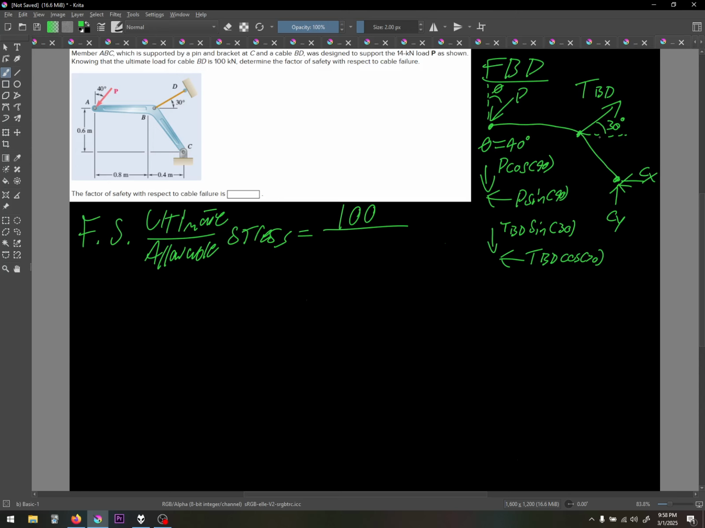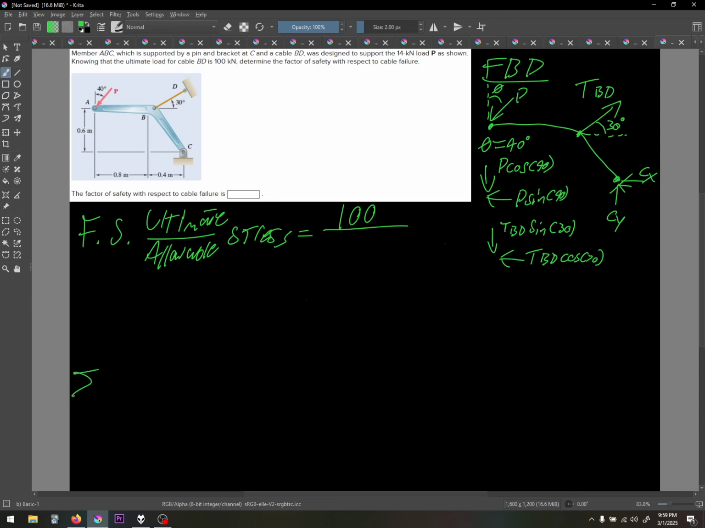You might be asking why down is sine here and then down is cosine here. When the angle is measured from the floor to the angle, sine is up and down. But when it's given from the wall to the angle, we flip sine and cosine. So now cosine's up and down and sine is left and right. Now we take the moment about C, because that would get rid of CX and CY. We know P, so we'd be solving for TBD.